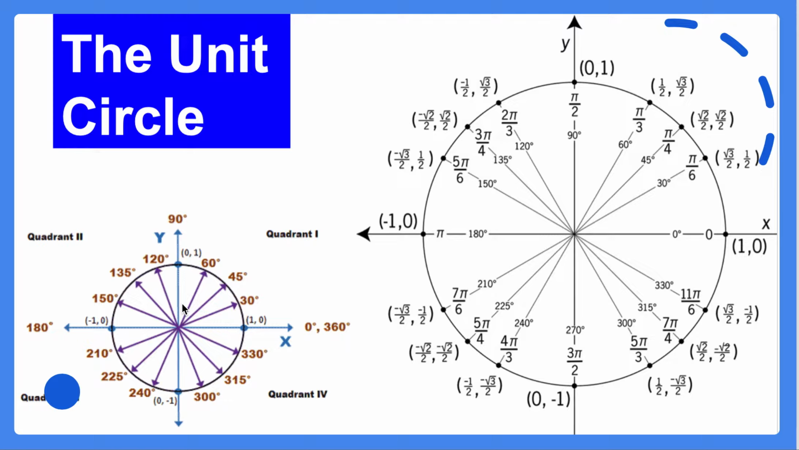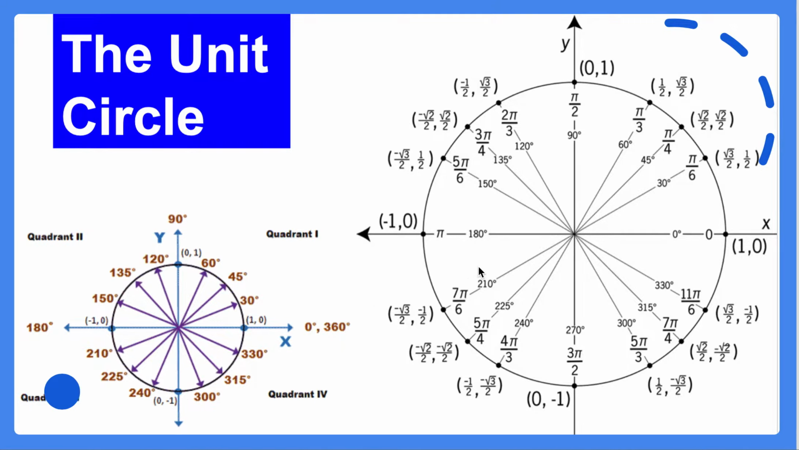We already know the circle has an interior angle of 360 degrees. But the first quadrant here is between 0 and 90 degrees. The second quadrant of the circle is between 90 and 180 degrees. The third quadrant is between 180 and 270 degrees. And the fourth quadrant of the circle is between 270 degrees and 360 degrees.